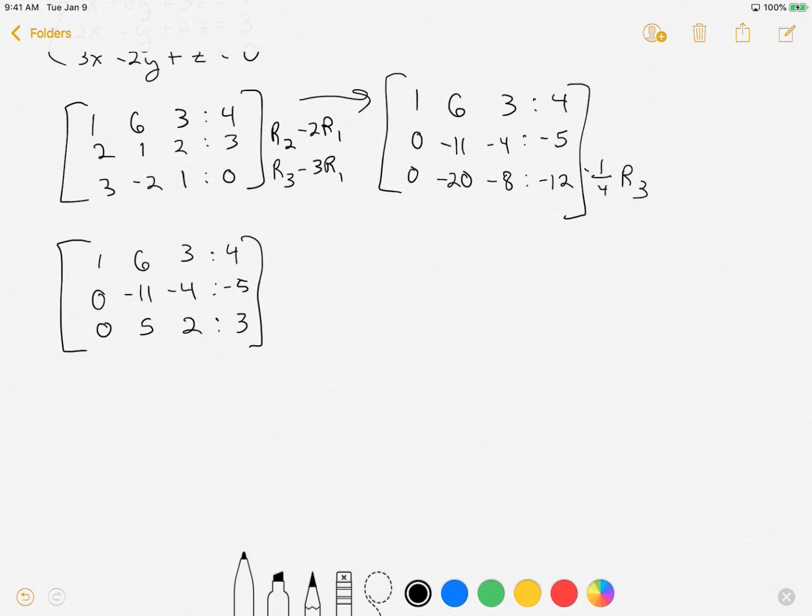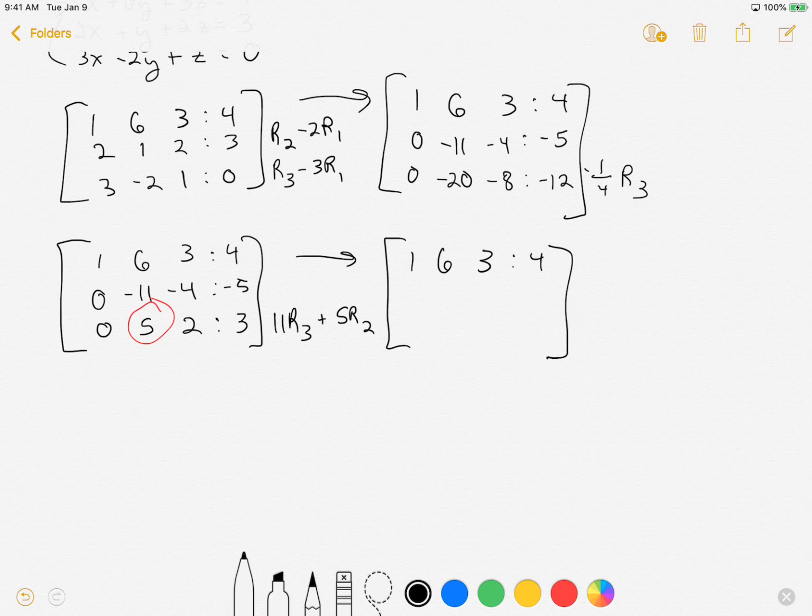Okay? So then now I'm going to eliminate this 5. I cannot combine steps on this step just yet. So let's just do the least common multiple of 5 and negative 11 is negative 55. So let's do 11 times row 3 plus 5 times row 2. Top row stays the same. Second row stays the same. Third row is the one that's changing.